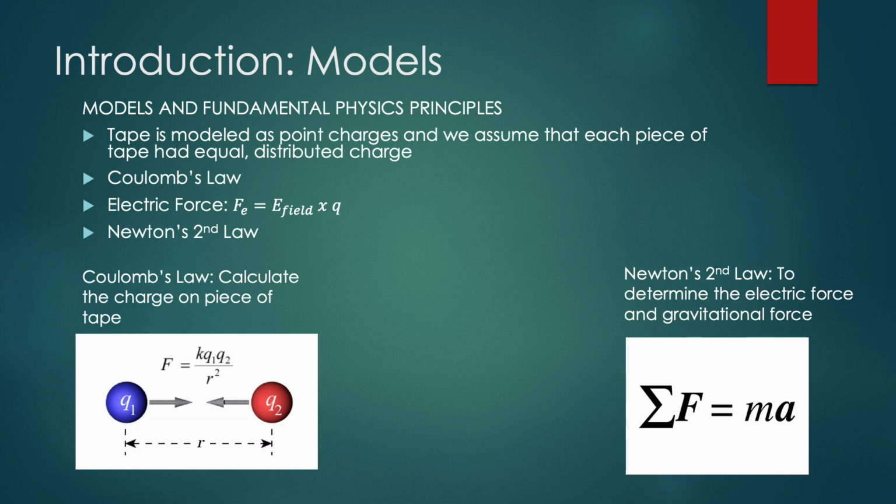For Newton's second law, we used it to determine the electric force and gravitational force, given that acceleration equals 0. So by finding the gravitational force, we could set it equal to the electric force. For Coulomb's law, we were able to calculate the charge on a piece of tape using the formula F equals k Q1 Q2 over a distance r squared.